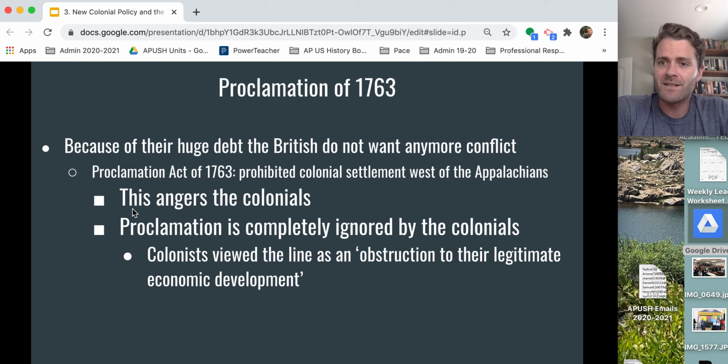So the colonies just completely ignore the proclamation. They say, cool, you can't spread out past this line? Well, we're going to do it anyway, and what are you going to do about it? Because you're way over in England, and you can't stop us. The colonists view the line as an obstruction or an impediment to their legitimate economic progress and economic growth, so they just keep spreading out anyway, which of course is going to cause more frontier conflict, like I showed you in that map at the very beginning.